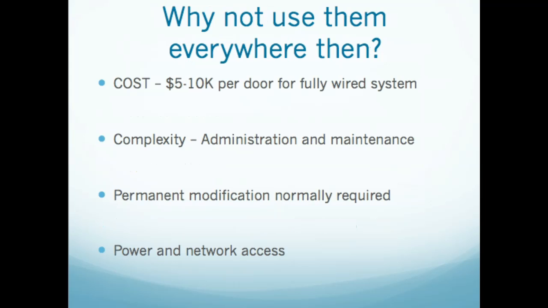So if access control systems keep a history and you can turn them off remotely, why would you use keys at all? Why wouldn't you just put them on every door? Well, the big reason is cost. It will normally cost between $5,000 and $10,000 per door for a fully wired access control system.